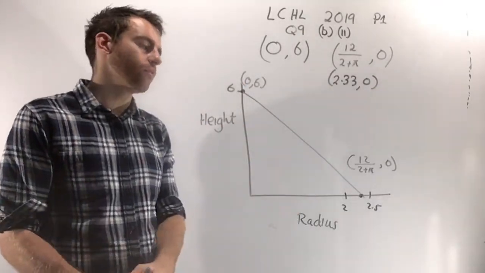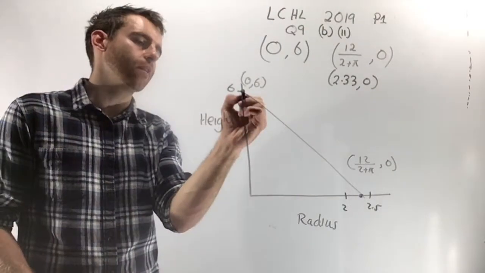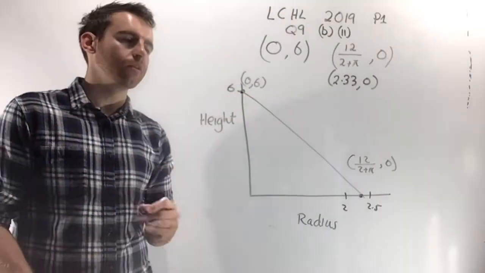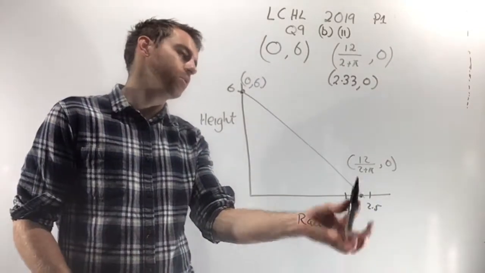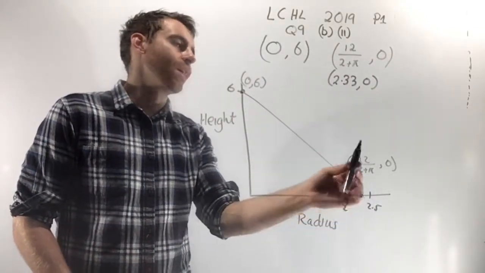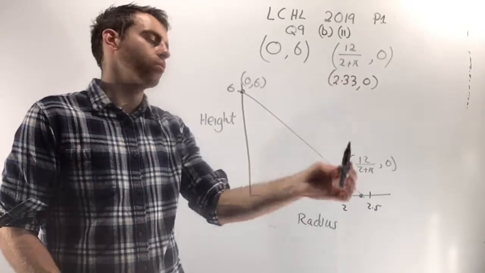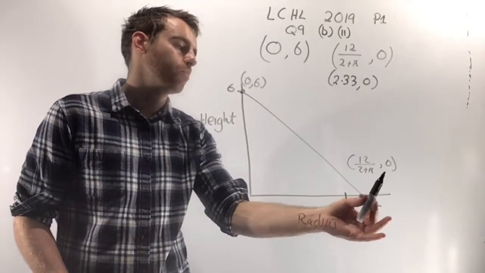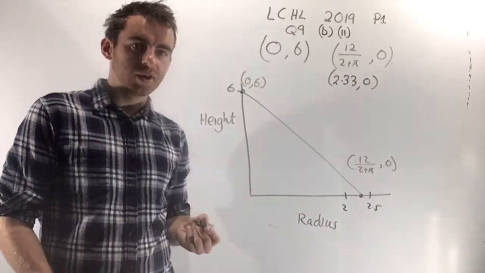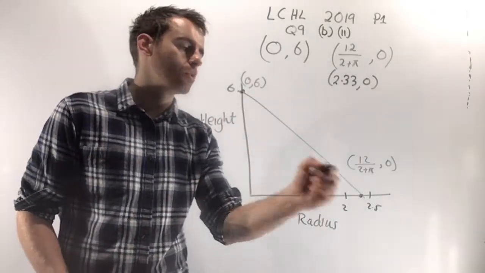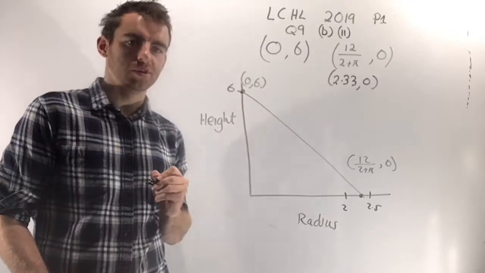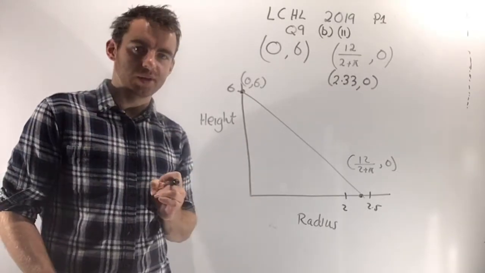You'll notice here that I've drawn a rough sketch of the graph you've been given. What I would do is plot my point 0, 6 and label it as 0, 6. I'd plot my point, which is 2.33, 0, and label it as what was given, or in other words, label it as 12 over 2 plus pi, 0. Now when you're drawing a line, you have to use a ruler. So make sure you're using a ruler to join up the 2 points with each other. And that's all we need to do to get the marks for this part.